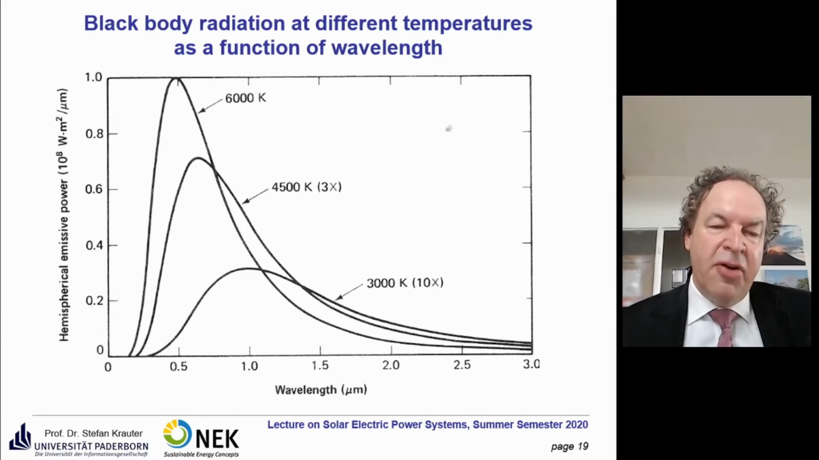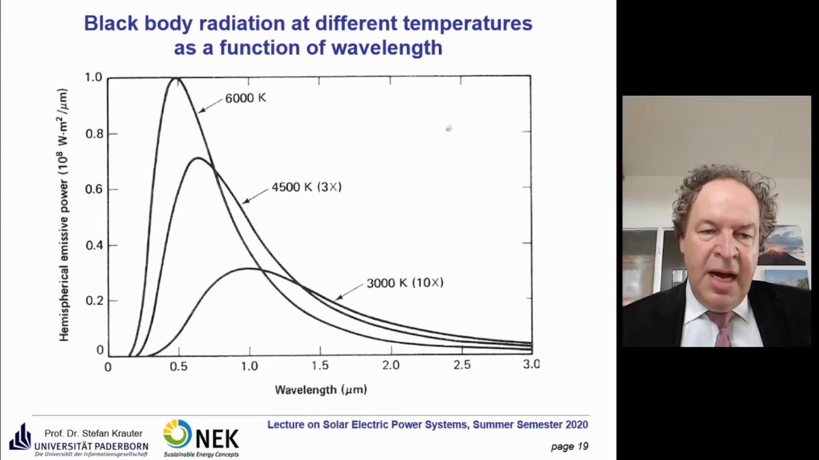That's already in the infrared region. So an ordinary light bulb is more a heat generator rather than a light generator. These curves are a little bit exaggerated. For the 5400 Kelvin curve, it's amplified by a factor of 3 in the y-axis. For the 3000 Kelvin, it's already amplified by 10. Actually, this curve would be much smaller, but I just wanted to show the quality of the curve and the effect of temperature.